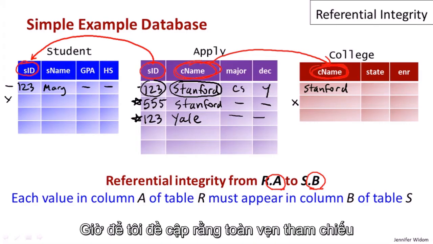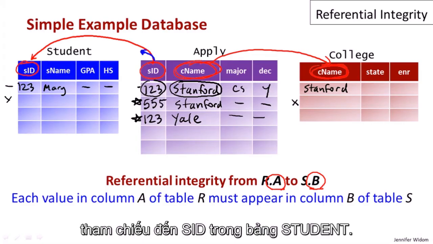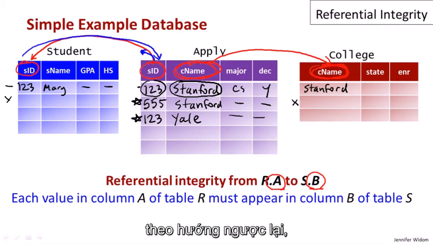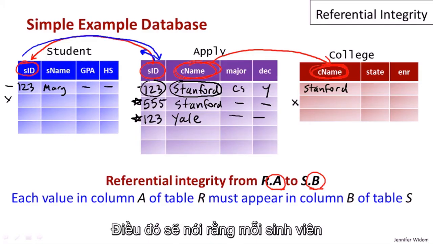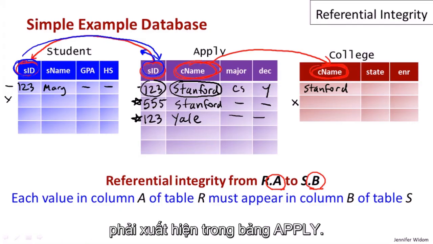Now, let me mention that referential integrity is directional. So we talk about this SID here referencing the SID in the student table. We could have referential integrity in the other direction, but that's saying something different. That would be saying that every student must apply somewhere. Every value for student ID must appear in the apply table.